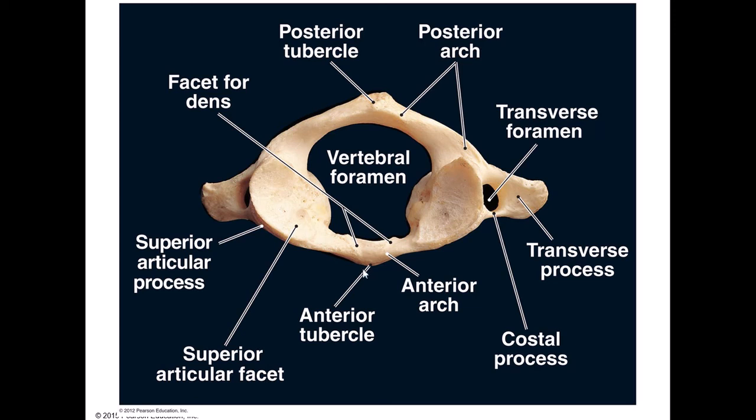I don't have these on your checklist, but there's a little bump on the front of the anterior arch called the anterior tubercle, and on the posterior arch, this is called the posterior tubercle.